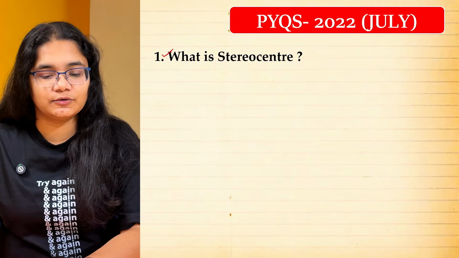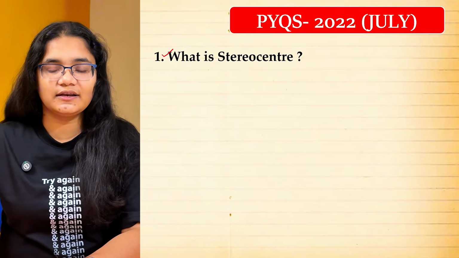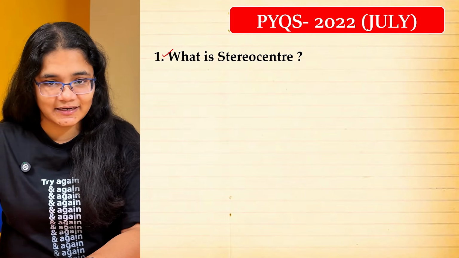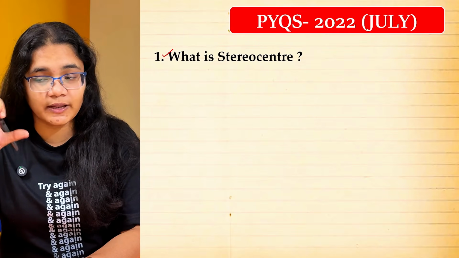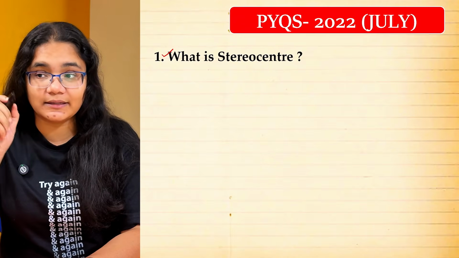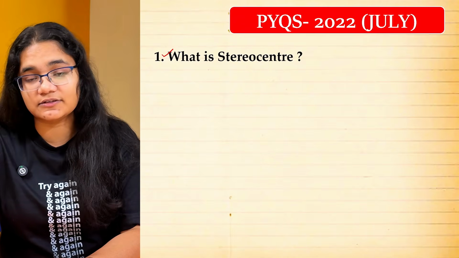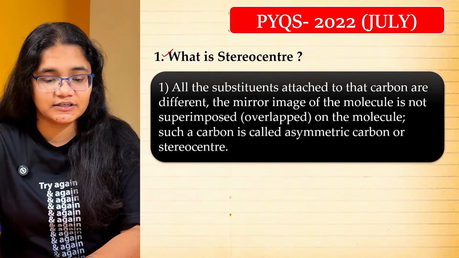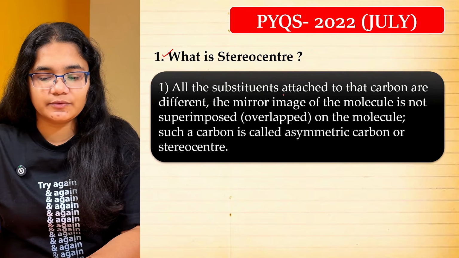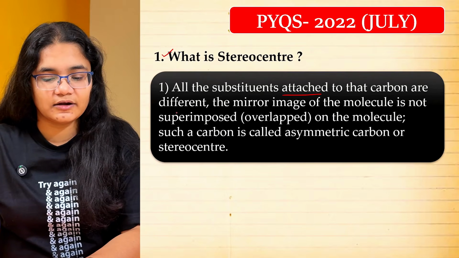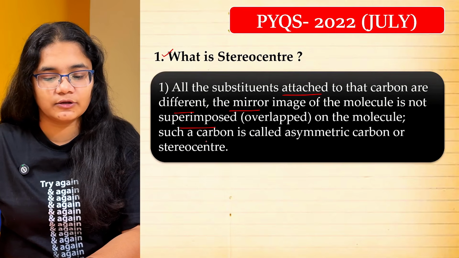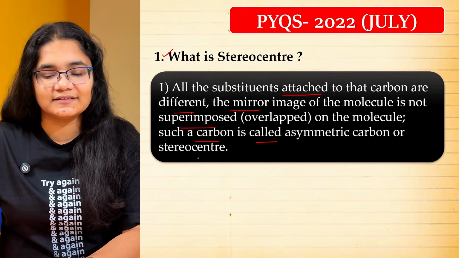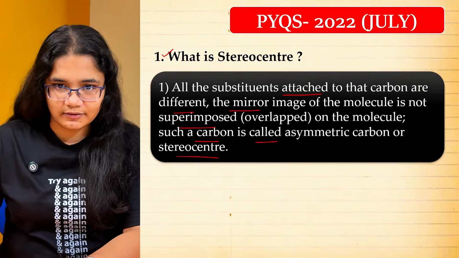What is a stereo center? Okay, so a stereo center is similar to an asymmetric center, that particular carbon which has 4 different groups. That molecule is called chiral, but that particular carbon which contains the 4 different groups is called a stereo center. All the substituents attached to that carbon are different, and the mirror image of the molecule is not superimposable on the molecule, and such a carbon is called an asymmetric carbon or stereo center.